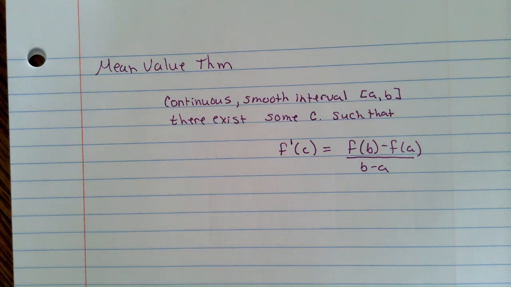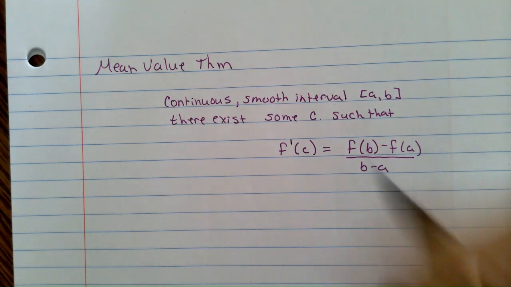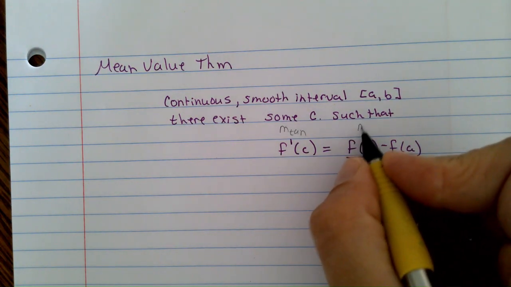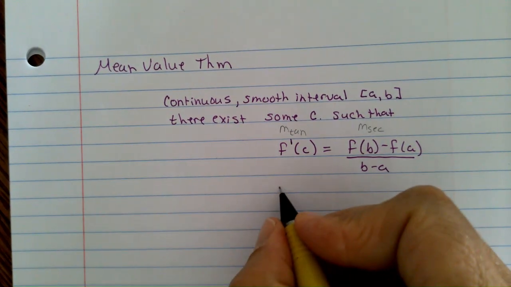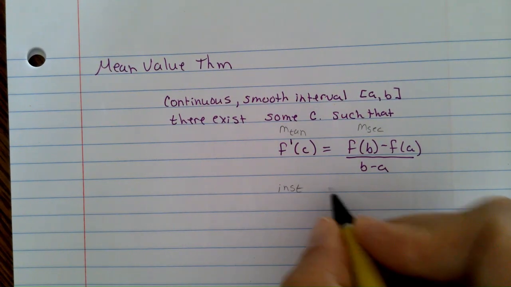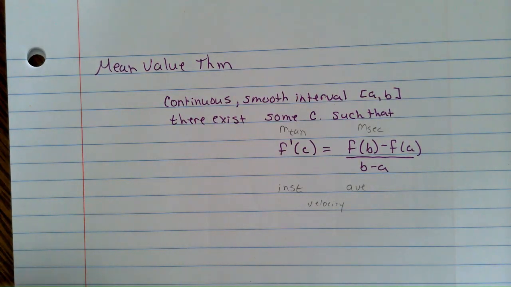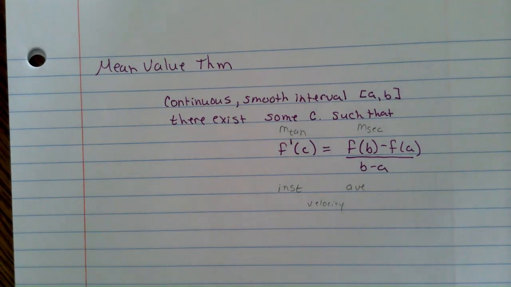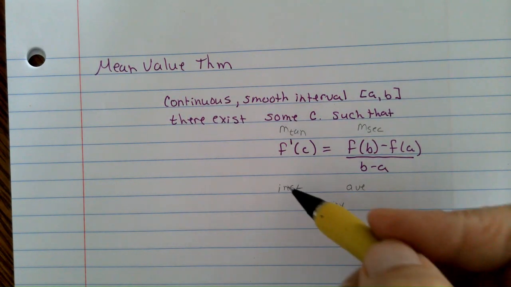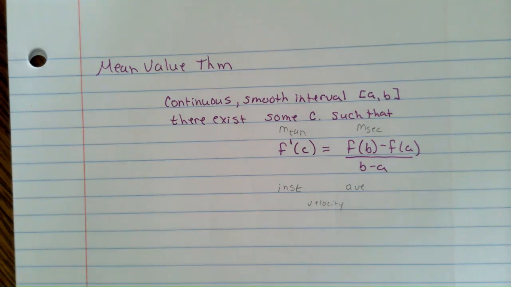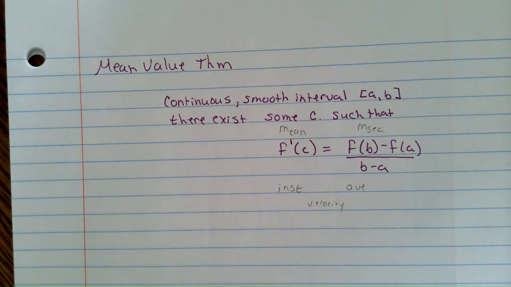So let's think about that. This is the slope of the tangent line. This is the slope of the secant line, or instantaneous velocity and average velocities. Okay, so you have, say, an average velocity of 50 miles per hour. That means there must have been some instance that you were going 50 miles per hour. I mean, some you probably went faster, some you probably went slower, but at some instant you were going 50. That's all this is saying. It's comparing the average velocity to the instantaneous velocity.